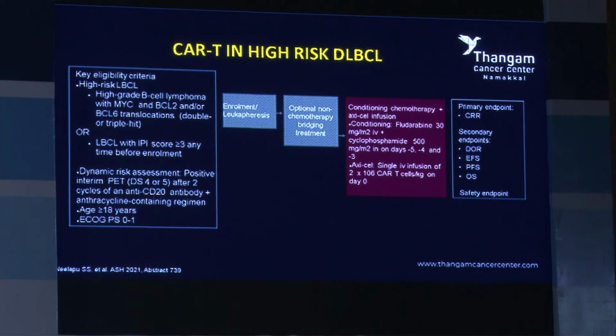What about CAR T cells in high-risk DLBCL upfront? So this study enrolled high-risk LBCL, that is the double-hit and triple-hit, or LBCL with an IPI of more than 3. It was a dynamic risk assessment, that is, a positive PET after 2 cycles of CD20 antibody therapy and anthracyclines, age above 18 years.